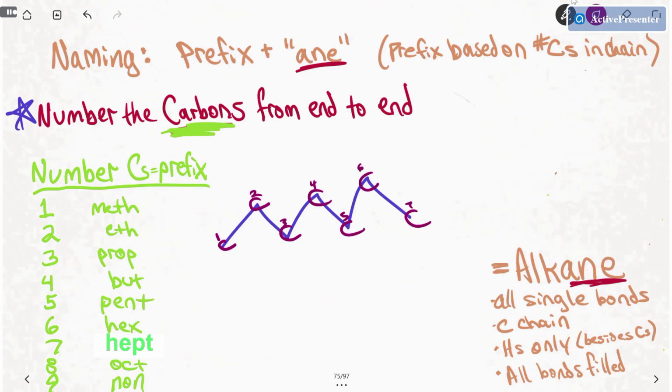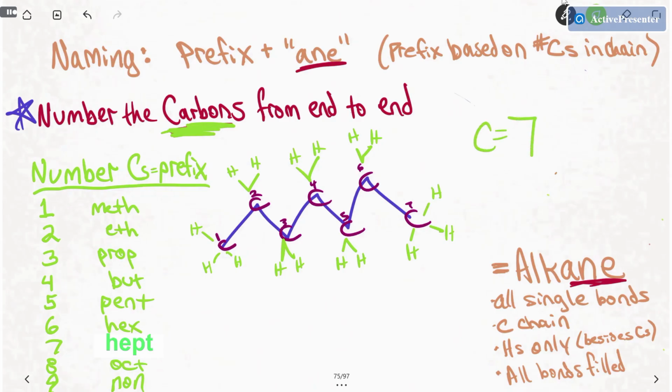And of course, I shouldn't need to tell you by now that we just automatically assume that all of the rest of the bonds that carbon needs, because carbon always needs 4, right? All the rest of the bonds are invisible hydrogens coming off of the carbons. It's just not drawn in the skeletal structure, but these are invisible hydrogens. They do exist, and we always assume that they're there. So here's a hydrocarbon chain with 7 carbons. So C equals 7 at this point.